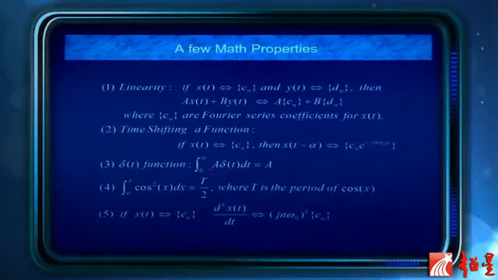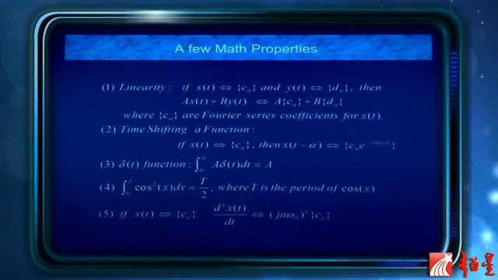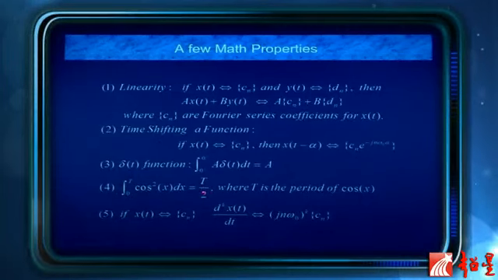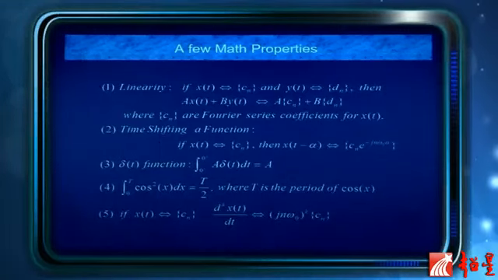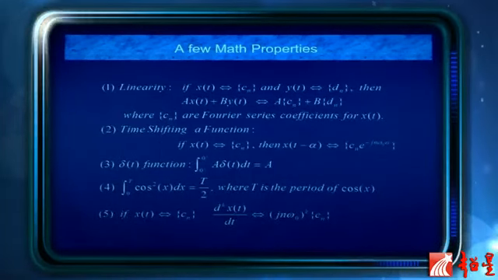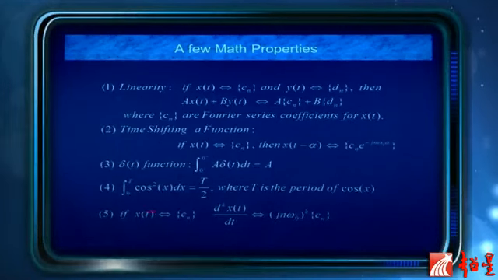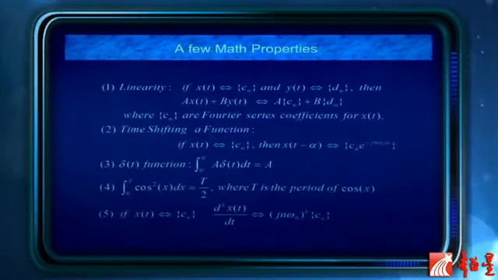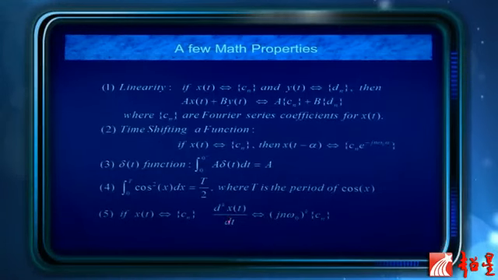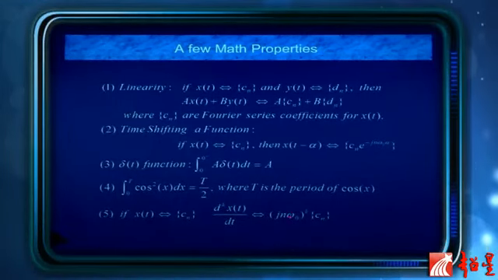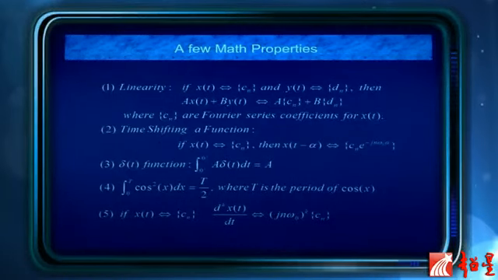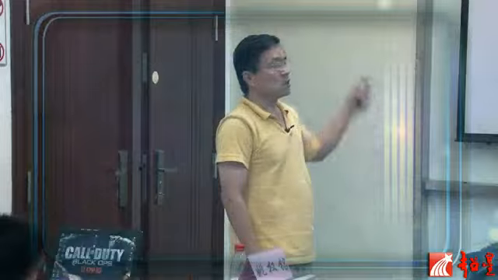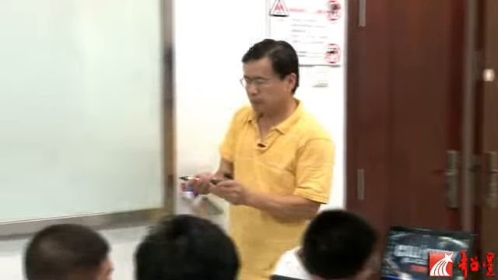And the third is this delta function, the impulse function. If you integrate the impulse function, you get this amplitude. The fourth is the integration of cosine square from 0 to t. That will give you just basically t over 2. The fifth one is what we're going to use here. If this is the Fourier series expansion, then its derivative will have the Fourier series expansion multiplied by this phase factor. So using these properties.